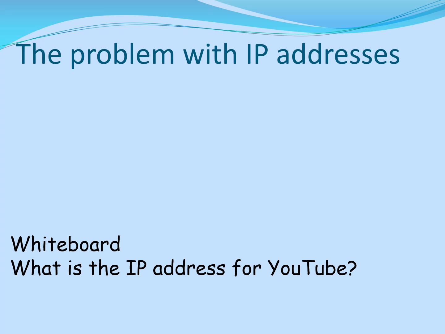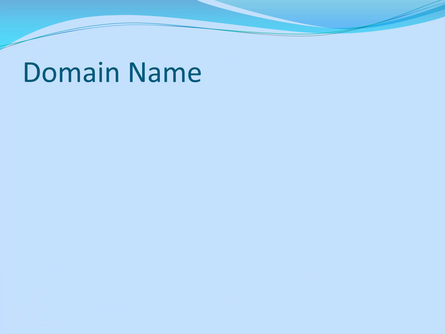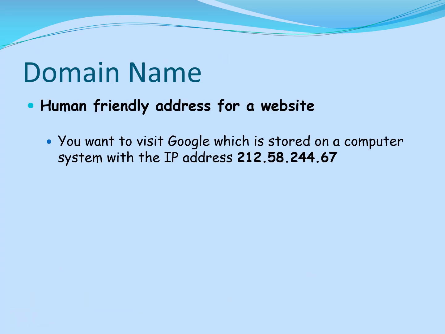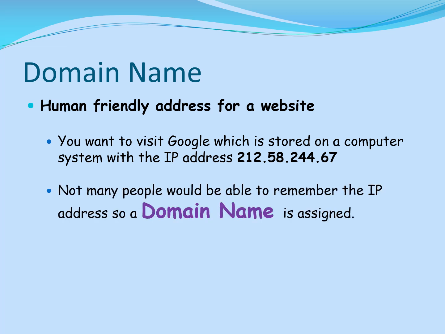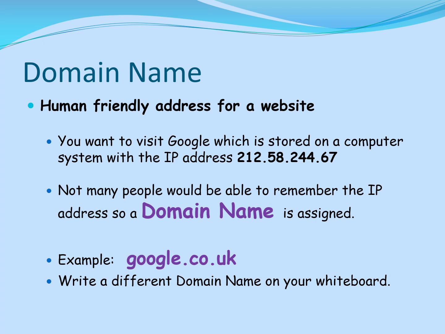We don't have trouble remembering the domain names. A domain name is just a human-friendly address for a website, and it'll be words. So we don't like remembering the IP address, so we just give it a domain name. Let's have a look at one. It's google.co.uk. Easy to remember. You can think of some other domain names as well. Facebook, TikTok, Instagram, BBC, any sort of website that you visit will have a domain name.